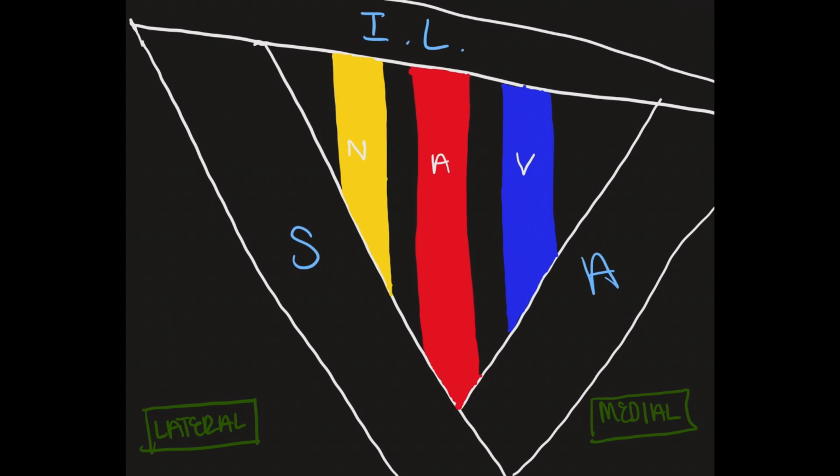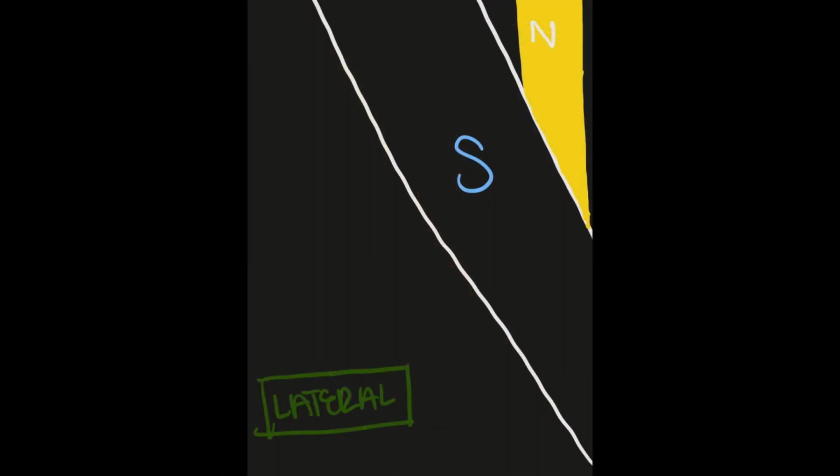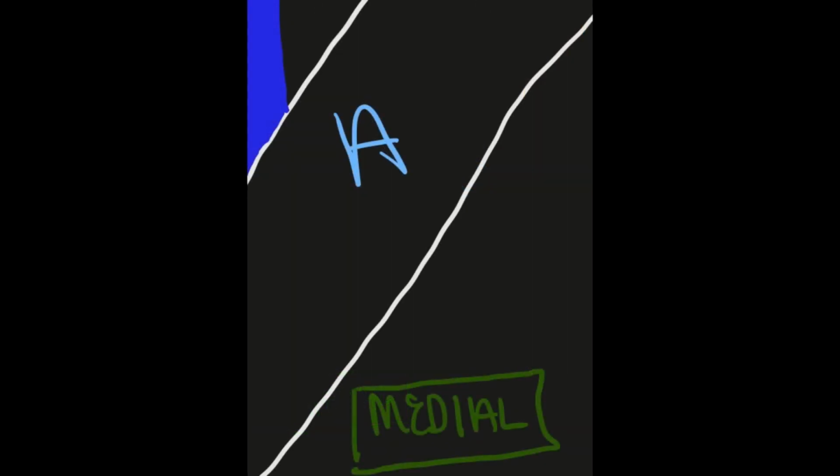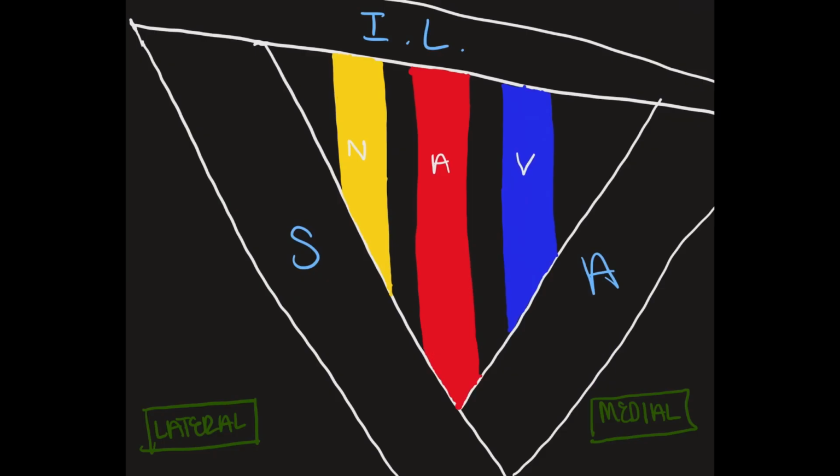Let's start with the letter S in SAIL. The S represents our sartorius muscle on the lateral border of the triangle. Next, we have the letter A, which stands for our adductor longus muscle on the medial border of the triangle. And finally, the I and the L in SAIL stand for our inguinal ligament, which is forming the superior border of this triangle. That mnemonic was pretty simple: SAIL for sartorius, adductor longus, and inguinal ligament.